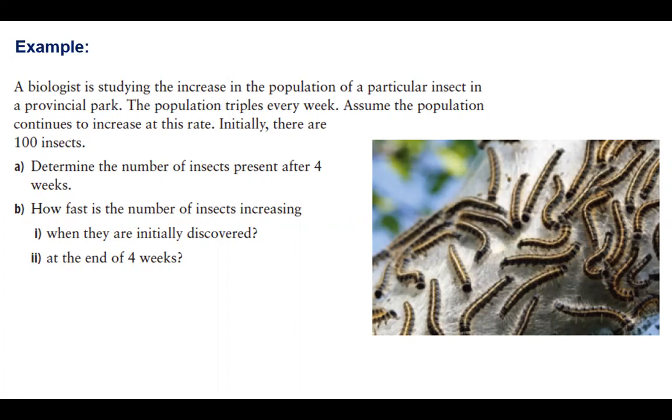A biologist is studying the increase in the population of a particular insect in the provincial park. The population triples every week. Assume the population continues to increase at this rate. Initially, there are 100 insects. Determine the number of insects present after 4 weeks. And how fast is the number of insects increasing when they are initially discovered and at the end of 4 weeks?